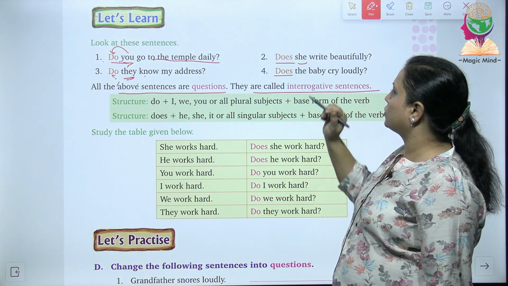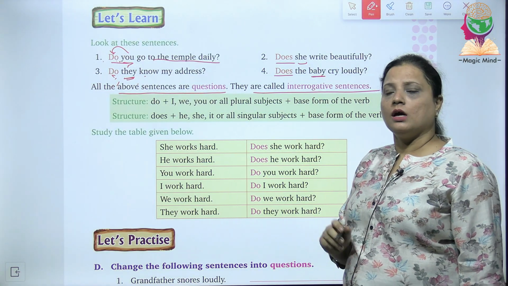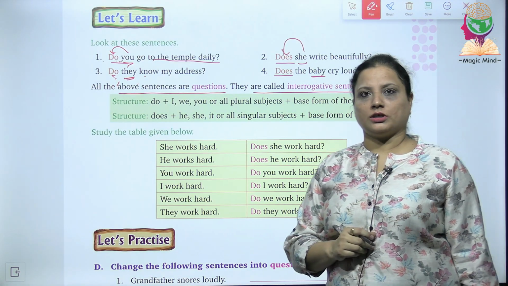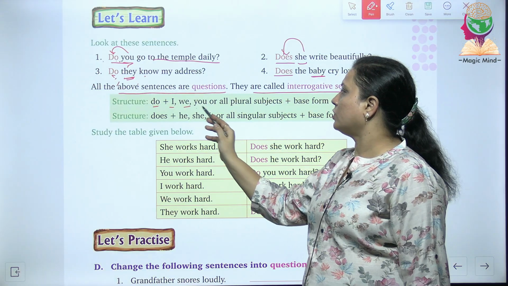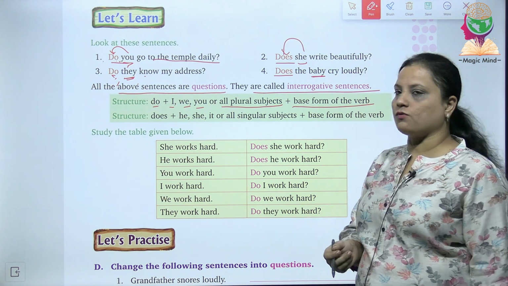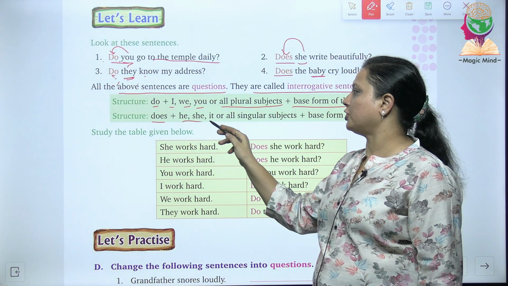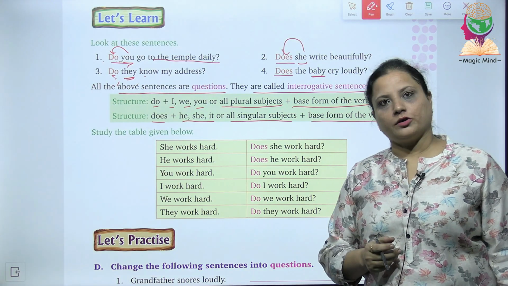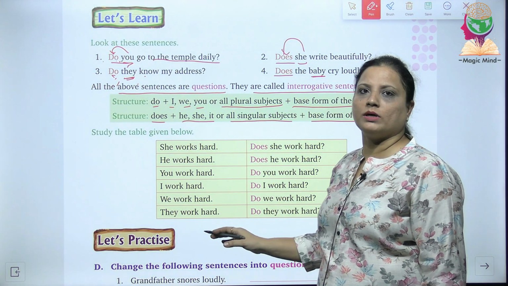Whereas when we are using he, she, it or a singular subject, we are using the word does, and we are using it again before the subject. So what will be the structure now formed? The structure is do plus I, we, you or all plural subjects plus the base form of the verb. Then we are using does along with he, she, it or all singular subjects and the base form of the verb. The table will be given over here and it will make you much more clear.